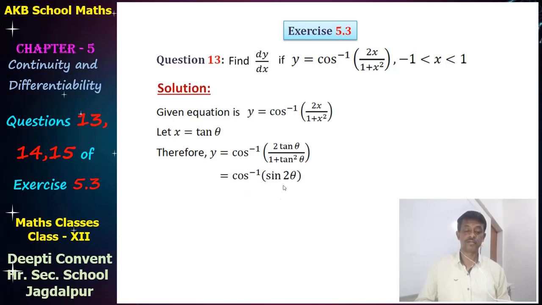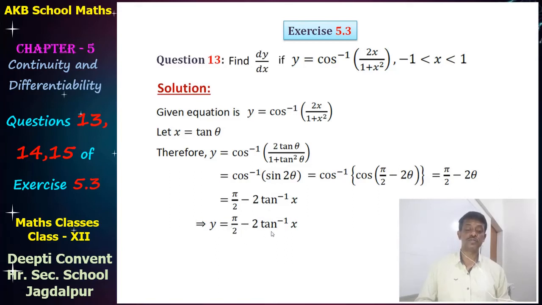Then we can write 2 theta. Okay, so here sin 2 theta equals cos (90 minus), so π/2: cos(π/2 − 2θ), since cos(90 − θ) equals sin θ. That's why we can write sin 2θ equals cos(π/2 − 2θ). Here cos can cancel out, then you can write π/2 − 2θ. Theta means θ = tan⁻¹x, so 2 tan⁻¹x. Just like this, we get y = π/2 − 2 tan⁻¹x.